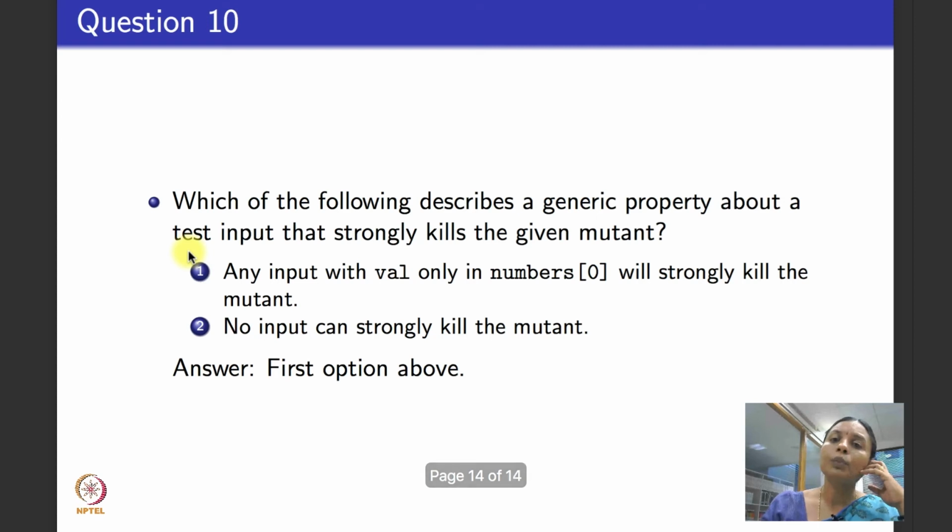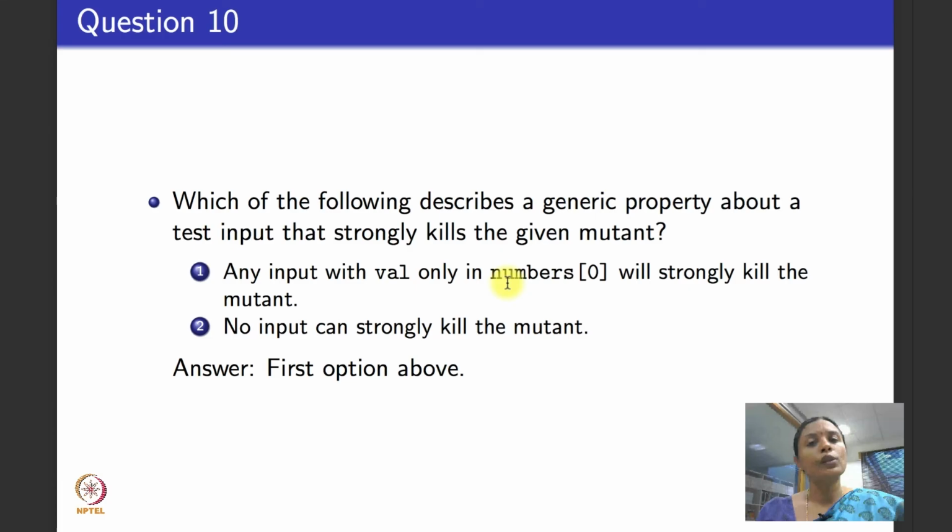So what is an input that will satisfy infection and propagation, or what is an input that will strongly kill the mutant? That's the last question, about which of these two inputs will strongly kill the mutant. The first option says any input with val only in numbers of 0 will strongly kill the mutant. The second option says no input can strongly kill the mutant. The answer should be reasonably clear. It is the first option.